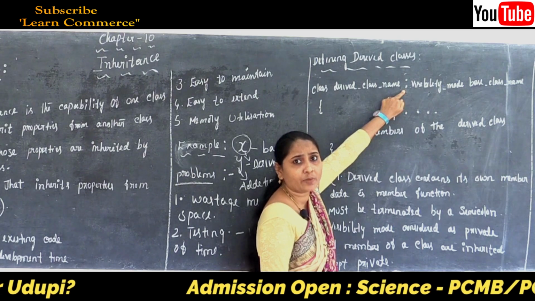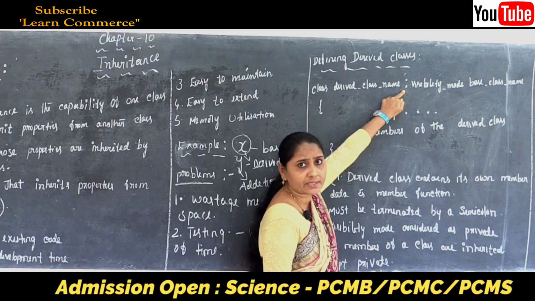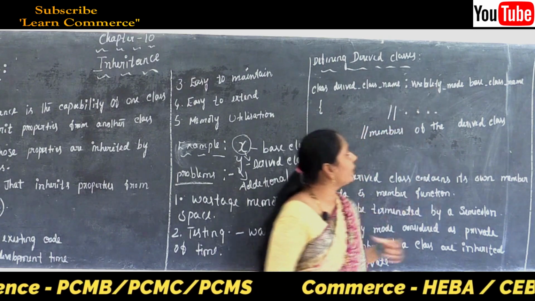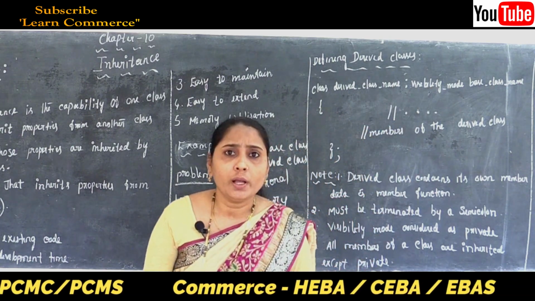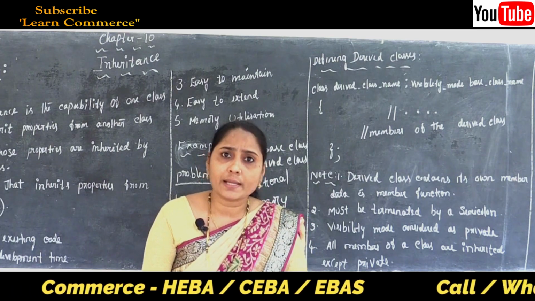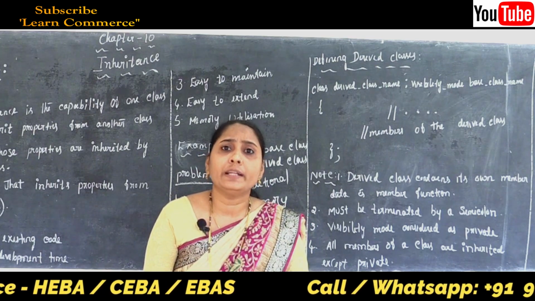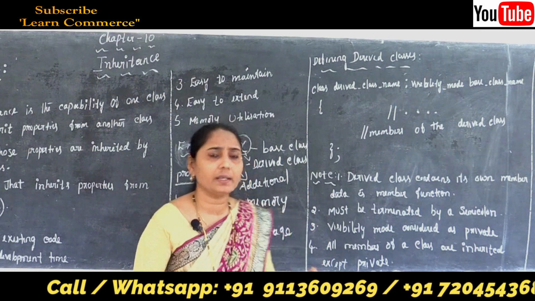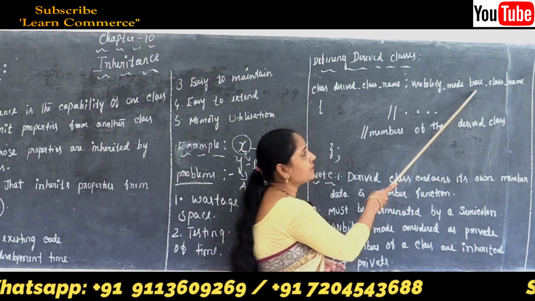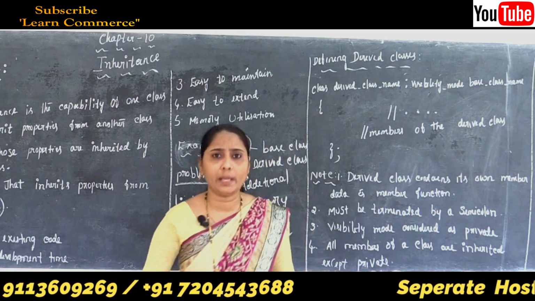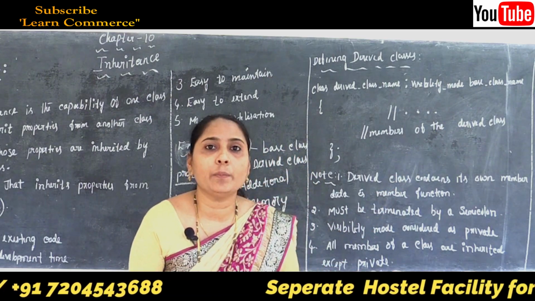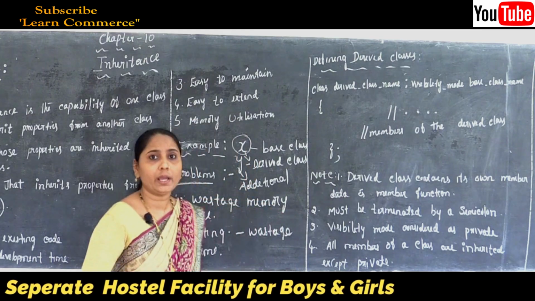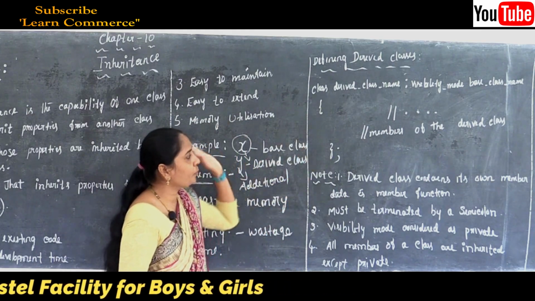That means from which side you want to access the features, public side or private side. And next one, visibility_mode. It specifies the type of derivation, maybe public, private or protected. And finally the base_class_name, which is the name of the old, existing class, the super class. Okay, the name of the existing super class.